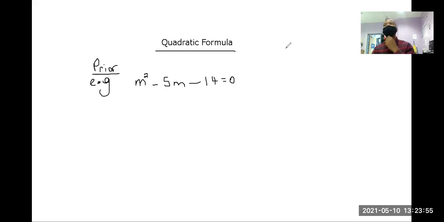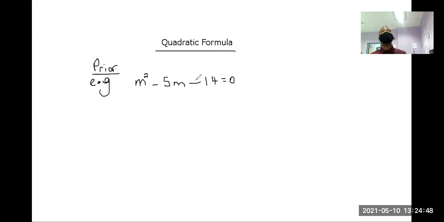All right, we're going to look at the quadratic formula when we're solving quadratic functions. However, before we do that, we're going to look at an easier example. For example, this one where it says m squared minus 5m.